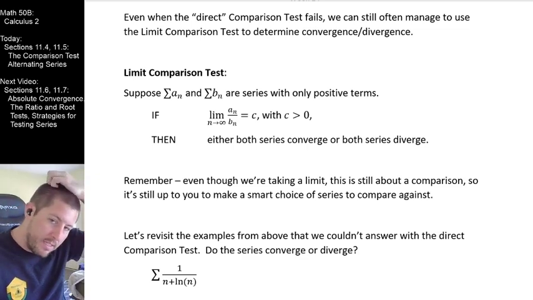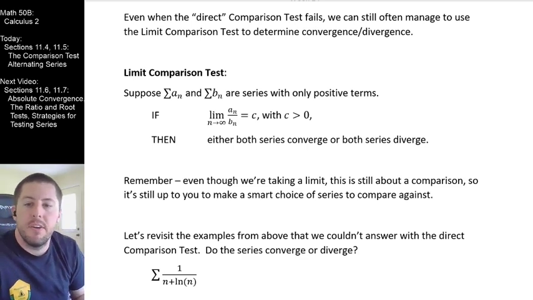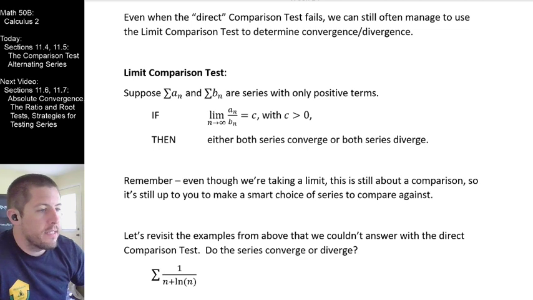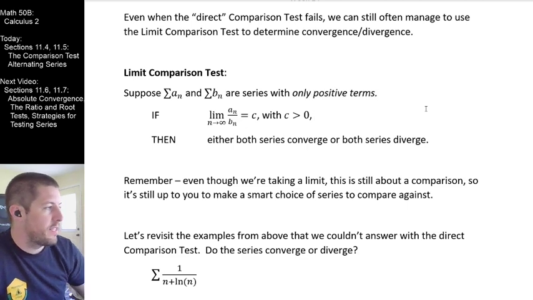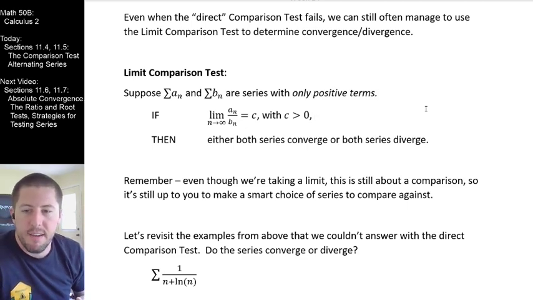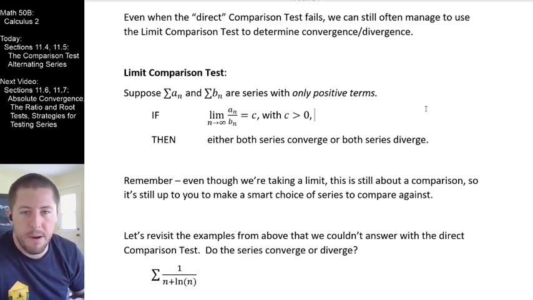So what the limit comparison test says is that if I've got series a sub n and b sub n, they need to be series with only positive terms. So again, we keep on getting this requirement of only positive terms over here. It's not a difficult restriction, but if you forget that, then you're going to get some incorrect results if you've got negative terms in your series out there.